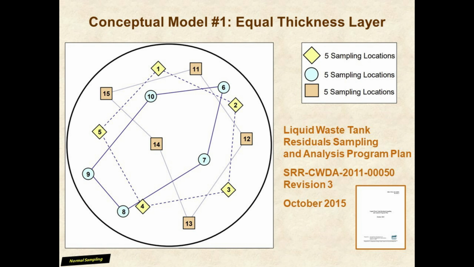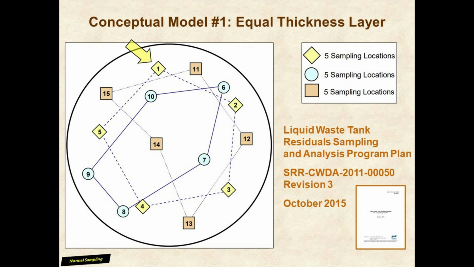This diagram and the next will present conceptual tank models for tank residual sampling. Both models appear in the 2015 SRS document on ISM implementation shown on the right. The first model is the simpler of the two, modeling situations where residuals are in a layer of equal thickness on the tank bottom. The legend in the upper right shows the 3 5-increment arrays we plan to create from the increments collected in the tank.